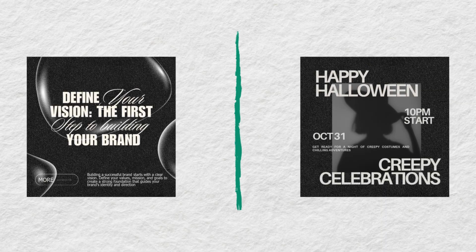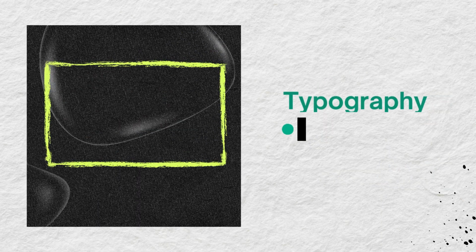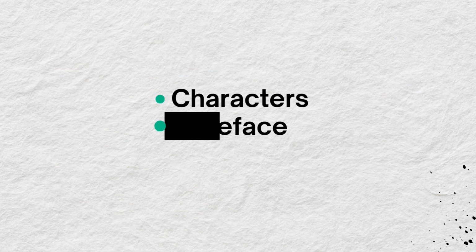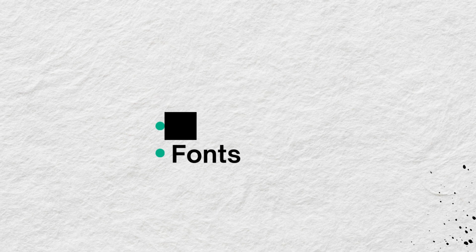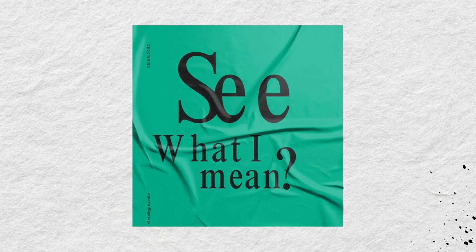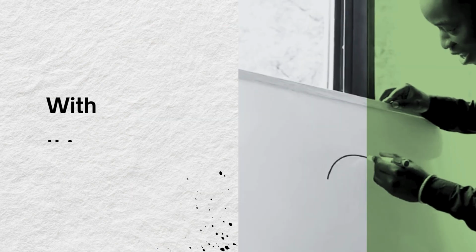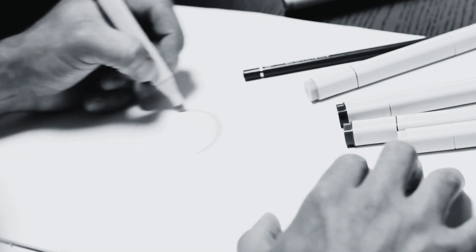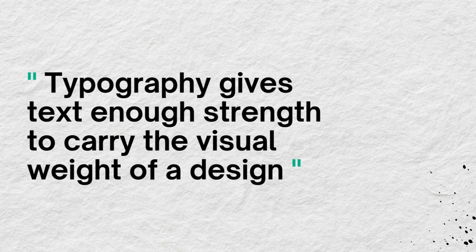To wrap things up, here's a thought. The next time you come across a typography-based design, remember that every detail in that text has likely been carefully considered. In this short video, we've explored what characters, typefaces, and fonts are and how they work together to make text visually compelling. With this little explanation, try experimenting by blending text with other design elements and see what you can create. And remember that when applied thoughtfully, typography gives text enough strength to carry the visual weight of a design.